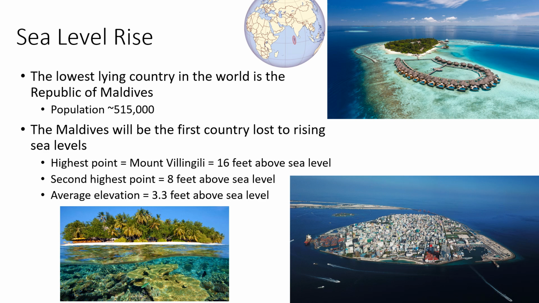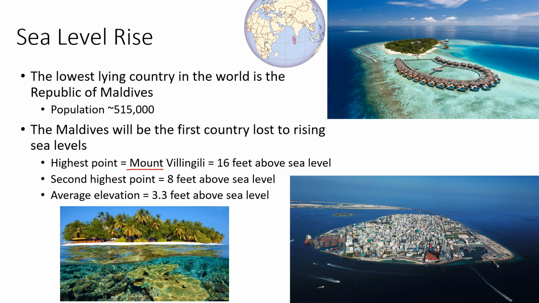And when we talk about sea level rise inundating nations or affecting communities, we can't not talk about the Republic of Maldives. This is the lowest lying country in the world. The Maldives only have a population of about 500,000 people. They are expected to be the first country lost to rising sea levels because they have the lowest lying topography. Their highest point is Mount Villigny. I'm sure I'm not pronouncing it correctly. It's only 16 feet above sea level, so to call it a mountain is a little bit of an understatement. But it's only 16 feet above sea level. That's the highest point on the entire group of islands.